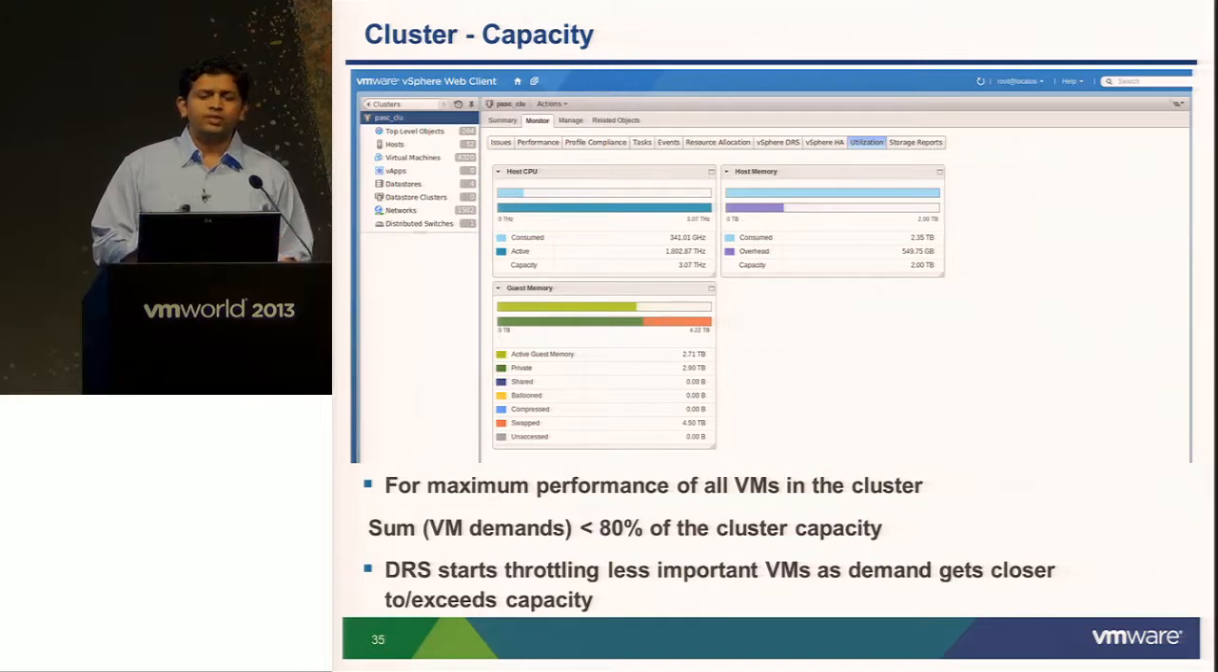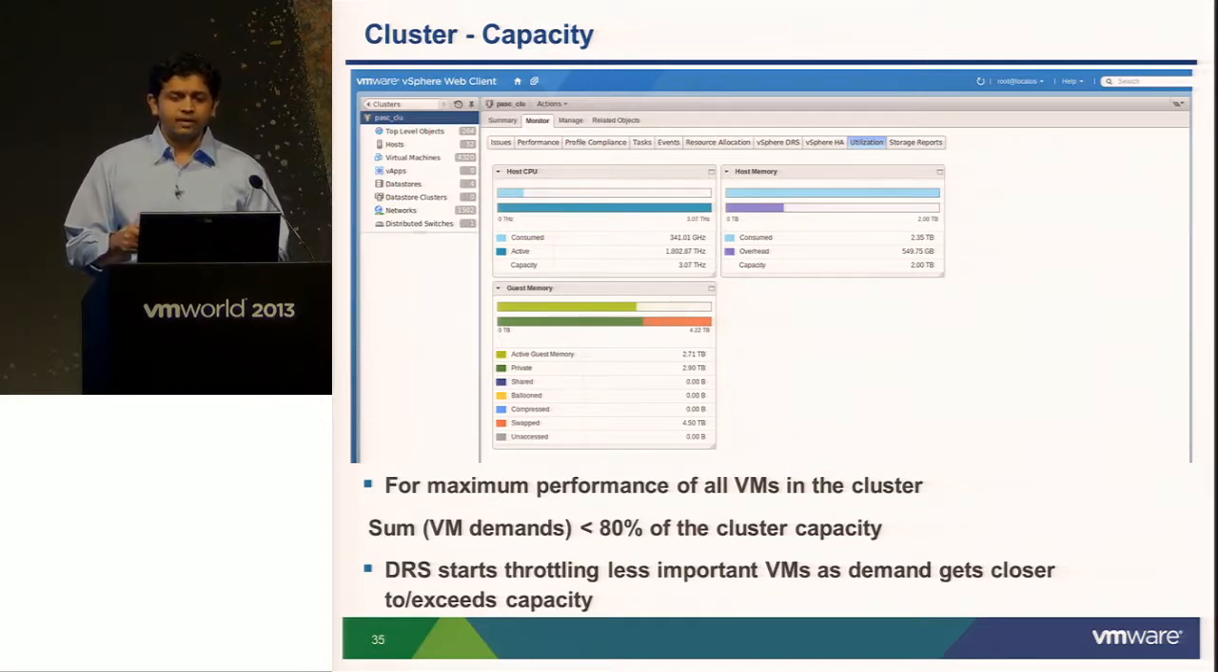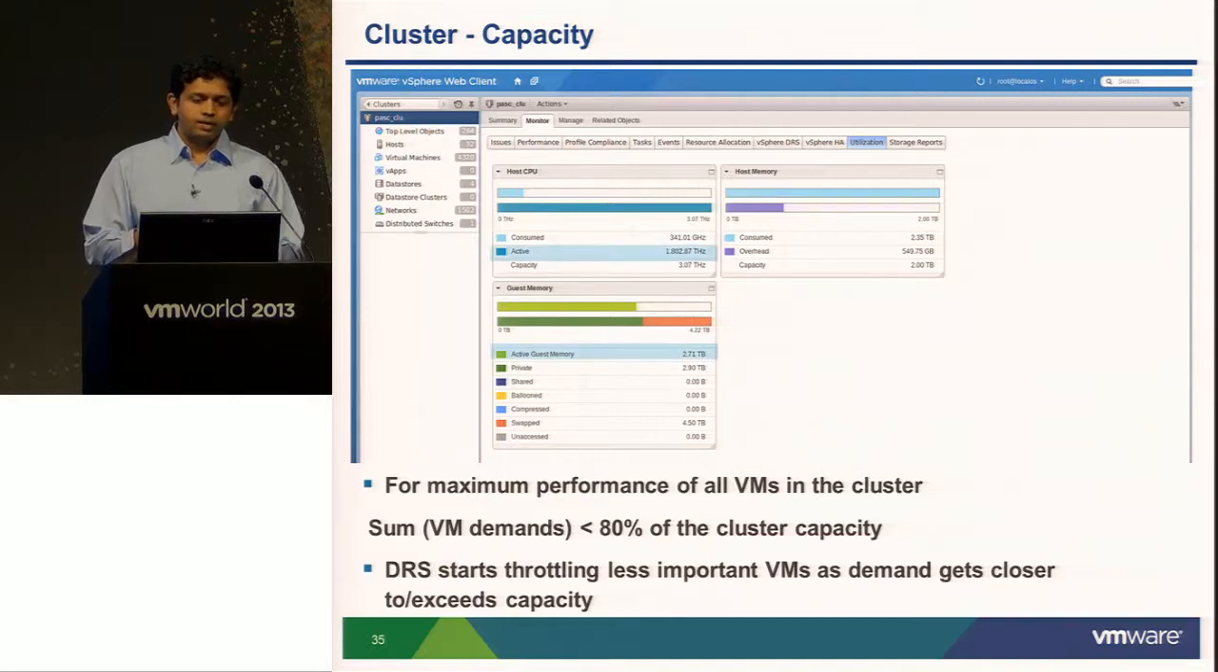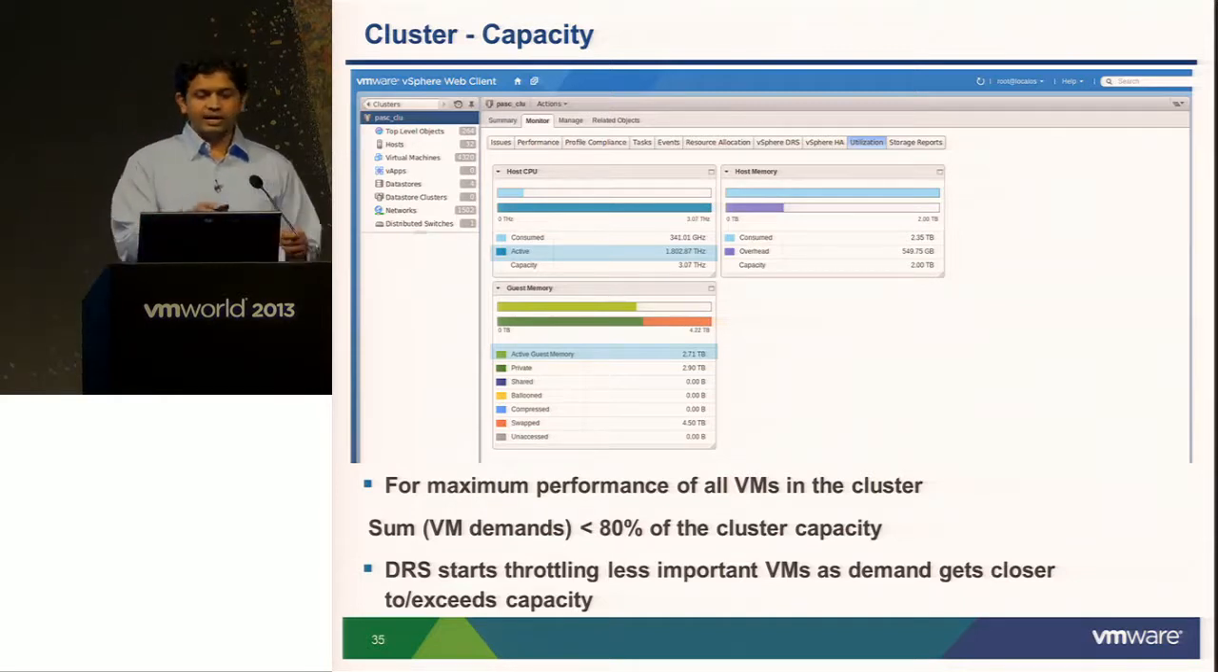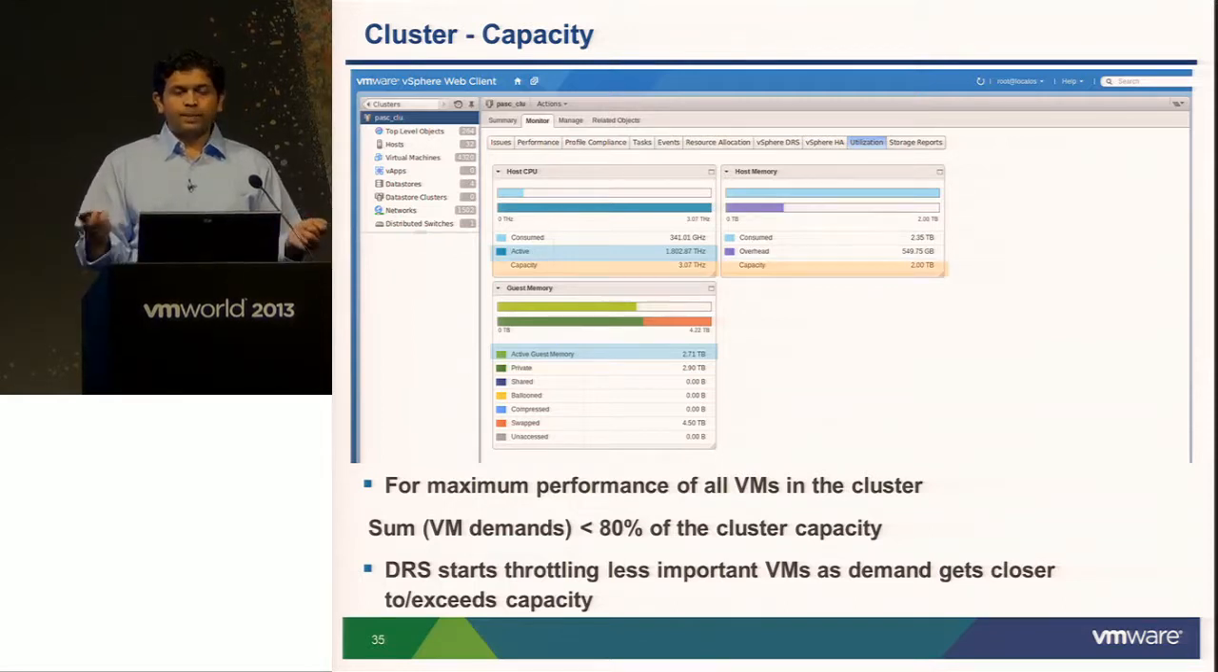The main thing to look for when sizing a DRS cluster is the peak demand. If you go to the cluster utilization page, you can find the cumulative demand of the cluster. And if you take the maximum over the last, let's say, 1 month or so, that should give you a good estimate of how much the demands are in your cluster. For CPU, you can look at active, and for memory, you can look at the active guest memory. And that's actually the cumulative number for your entire cluster. You can compare this with the capacity of the cluster, and if this is less than 80%, then all the VMs should get what they want.